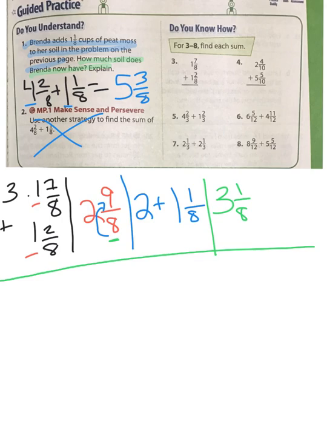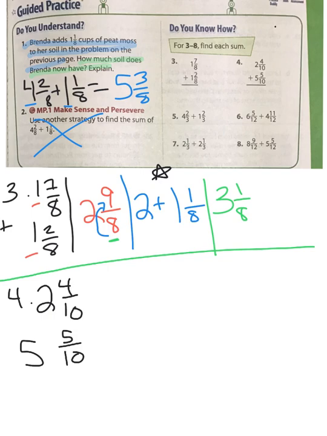So number 4, we have 2 and 4/10 plus 5 and 5/10. Some of them you will not have to do this extra step right here. Some of them you will be able to do it without reducing. If you're watching this and paying attention, write a little smiley face up at the top of the page right where I am.